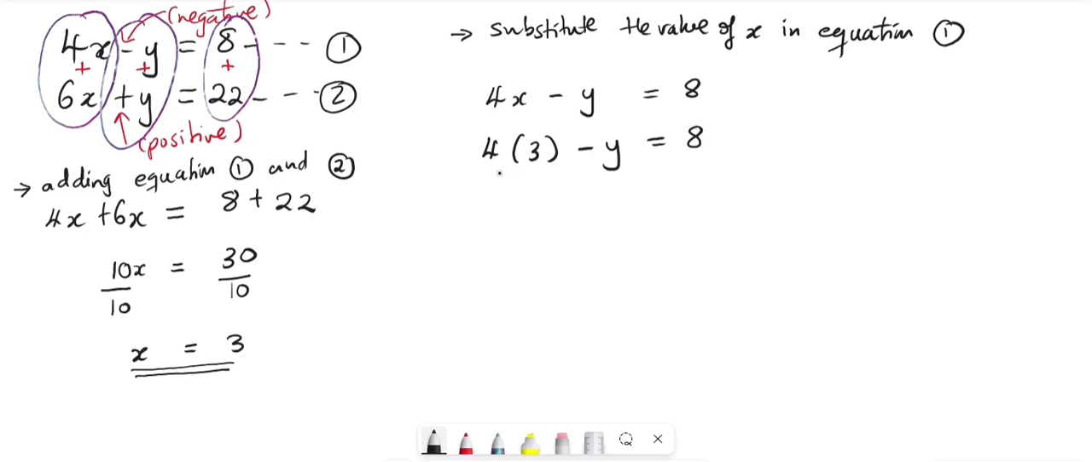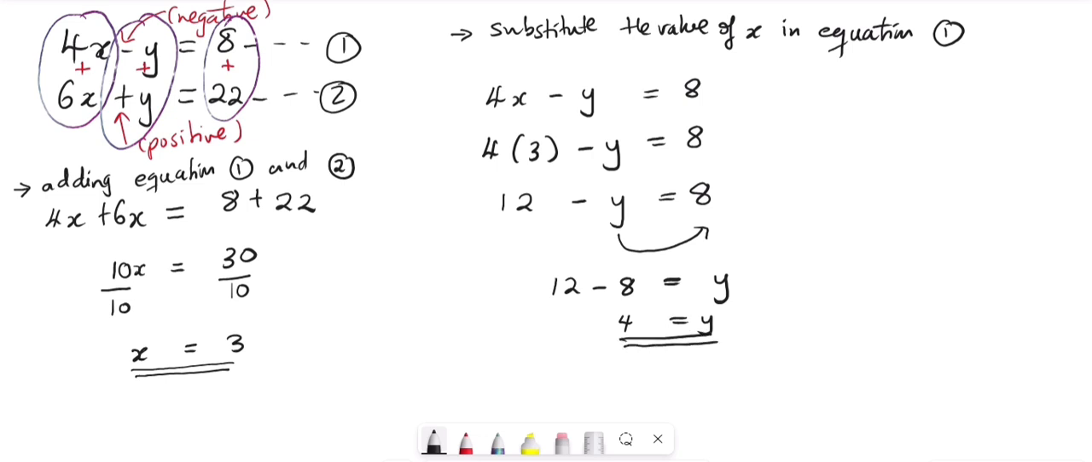Brackets imply that you're multiplying. So this gives us 12 minus y equals 8. Then from now we can take y that side and take the number this side. Take note, you change side and you change the sign. The reason why I'm taking y that side is that I'm avoiding having a negative sign on my variable. So that means I have 12 minus 8 being equal to positive y. So 4 is equal to y.